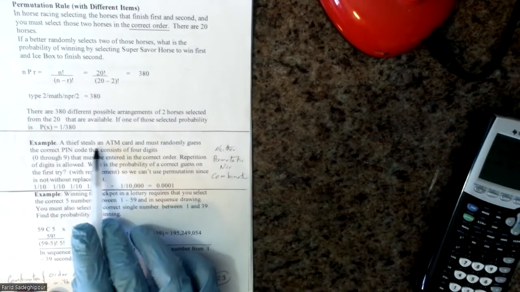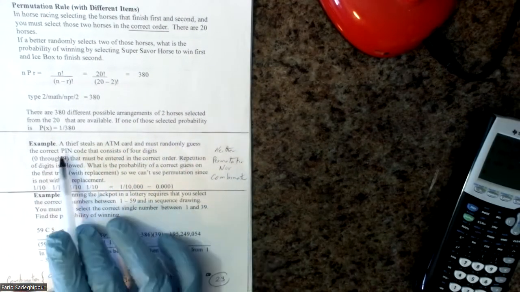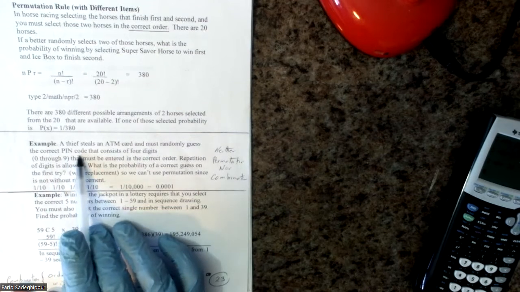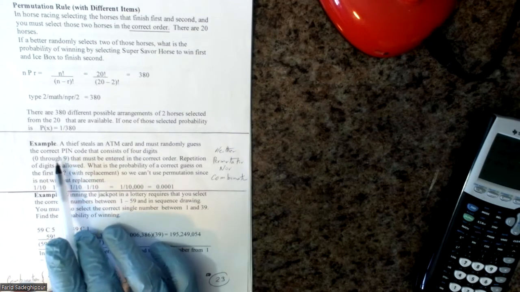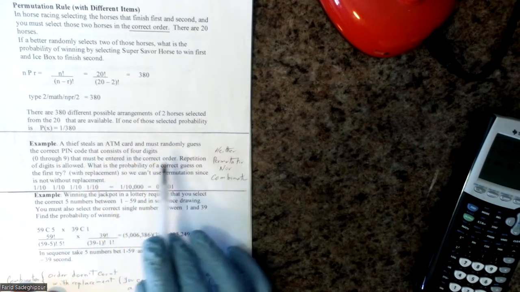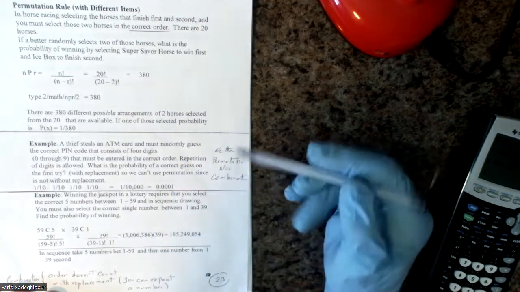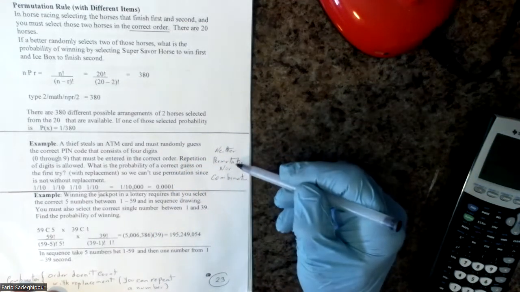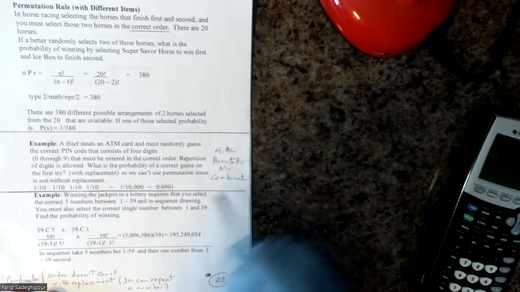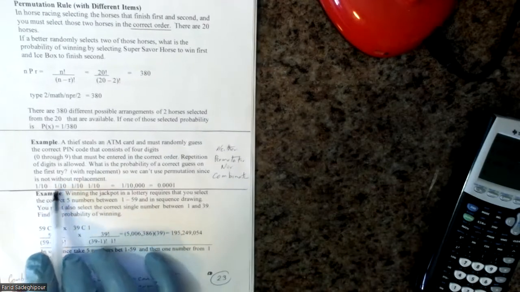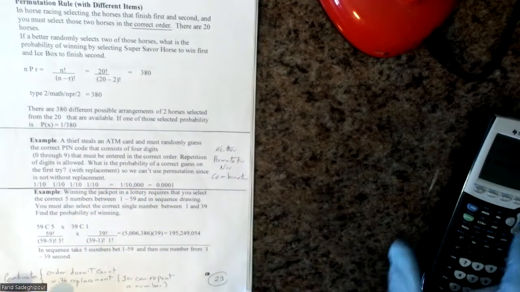A thief steals an ATM card and must randomly guess the correct PIN number. The digits 0 through 9 must be entered in the correct order. So this one again is neither permutation nor combination. In that case, you use the rule of 1 over 10, 1 over 10, 1 over 10 each time.